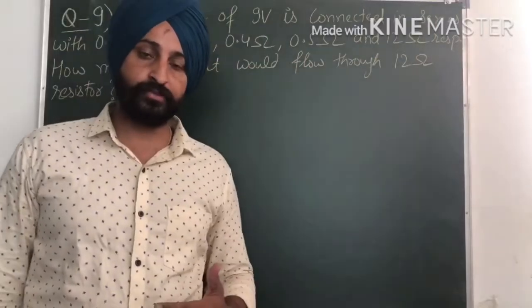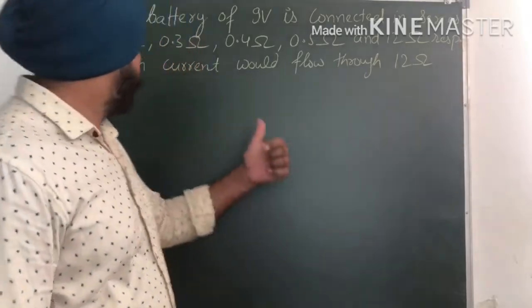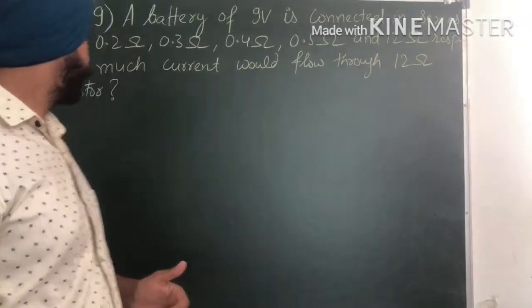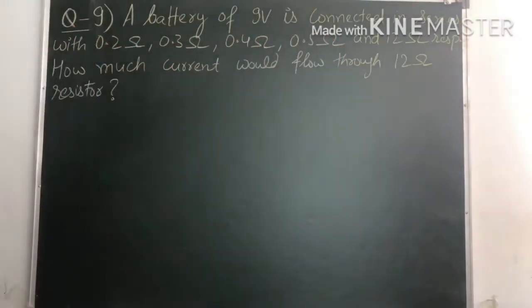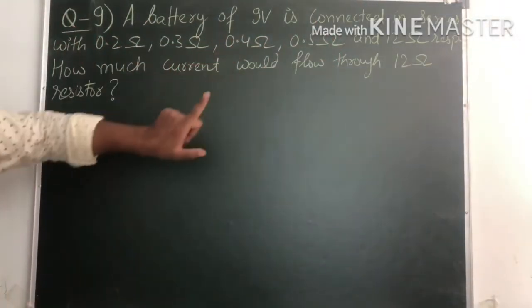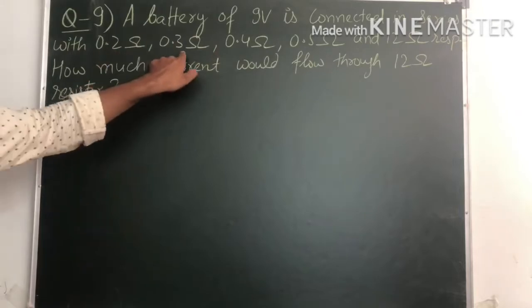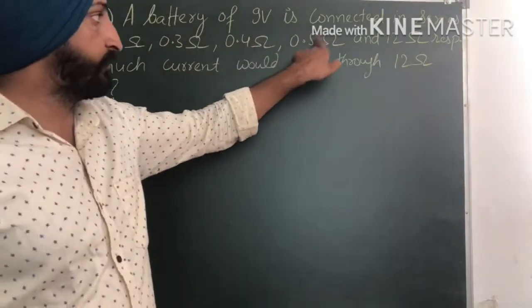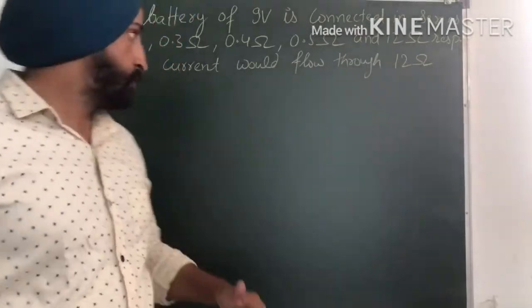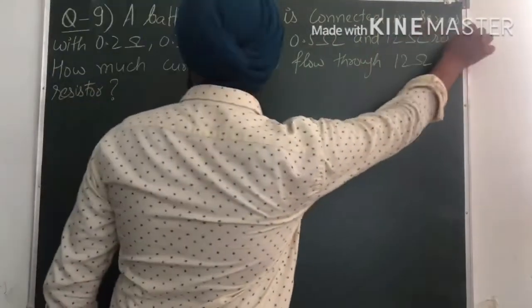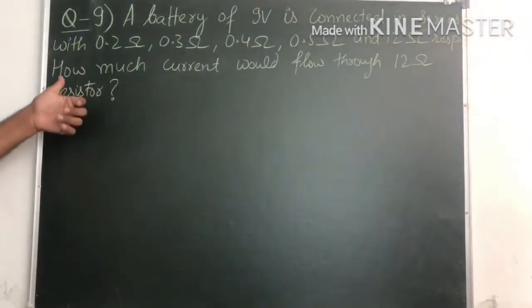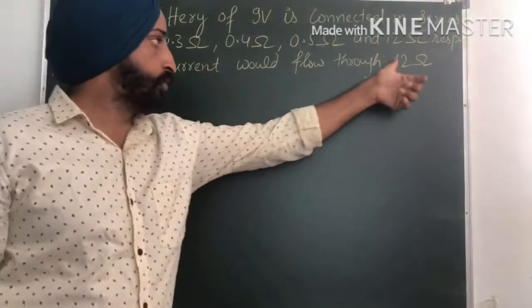Previous question was question number 8, and now we are proceeding to question number 9. In this question we are given a battery of 9 volt. It is connected in series with these resistors of 0.2 ohm, 0.3 ohm, 0.4 ohm, 0.5 ohm and 12 ohm. So a battery is connected with all these resistors in series, and they are asking how much current would flow through the 12 ohm resistor.